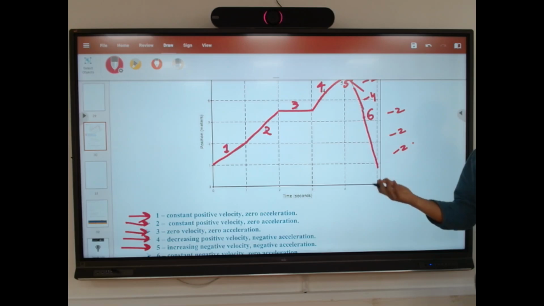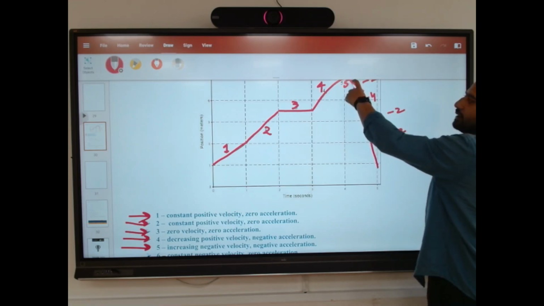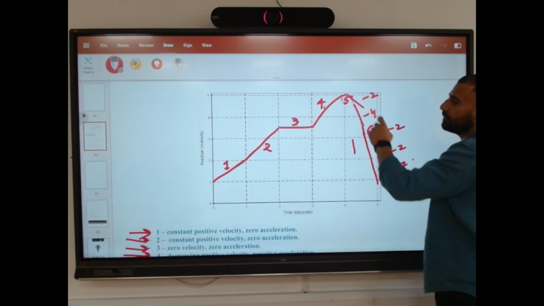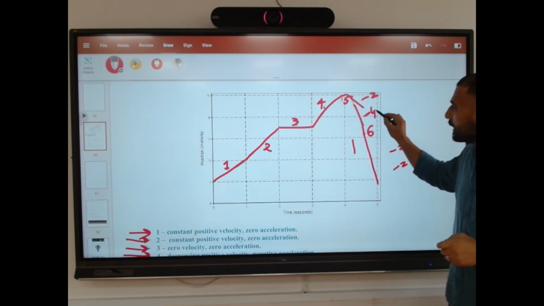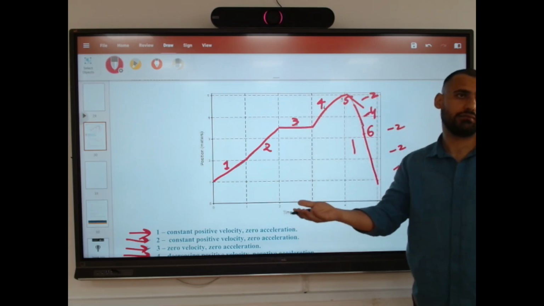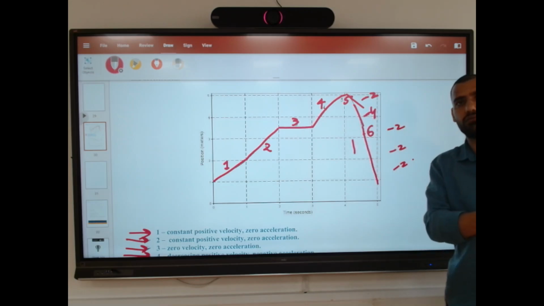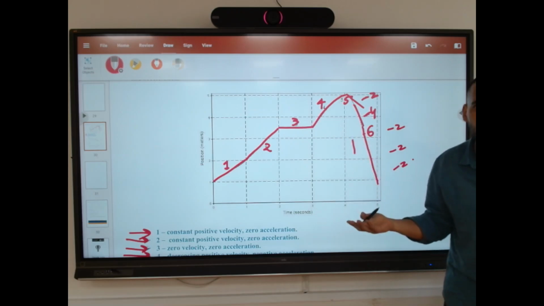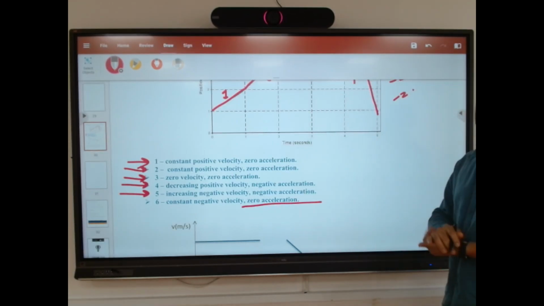So there is no change in velocity. When the velocity is not changing, acceleration will be what? 0. Why is the acceleration negative in the fifth part? Because see what is happening. In the fifth portion, it is getting more negative. So velocity is changing, and getting more negative. Therefore retardation is negative acceleration. Is that clear? Okay, so this is the last case as well.